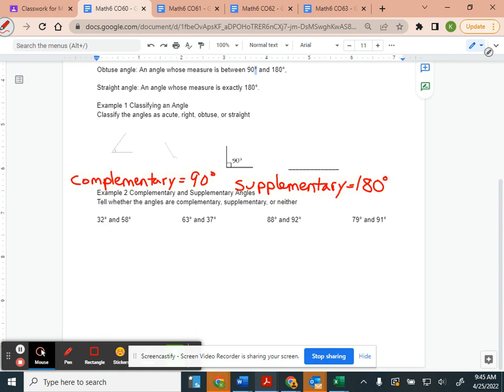What if it doesn't equal 90? The two angles don't equal 90 or don't equal 180. Then you would just say neither. Okay? Because what we're asking for, it says tell whether the angles are complementary, supplementary, or neither. So what do we have to do with the two angles that were given, Mia? Add them up. And you need to be careful with your adding. Make sure you're adding correctly. So I want you on your paper to do your math right now. Add up your angles.